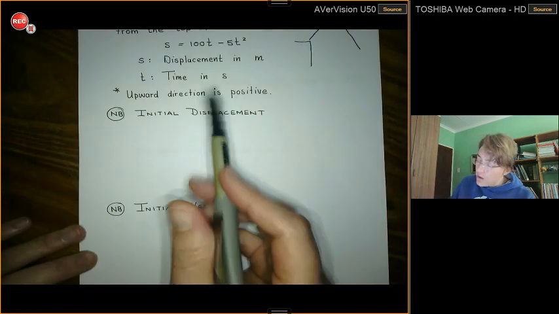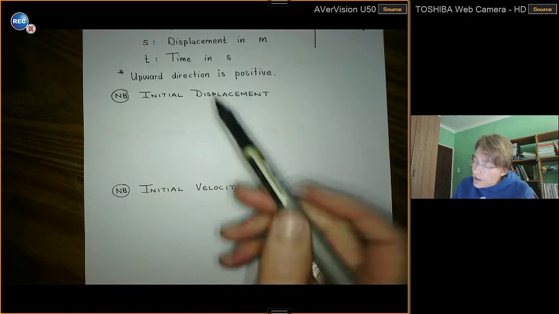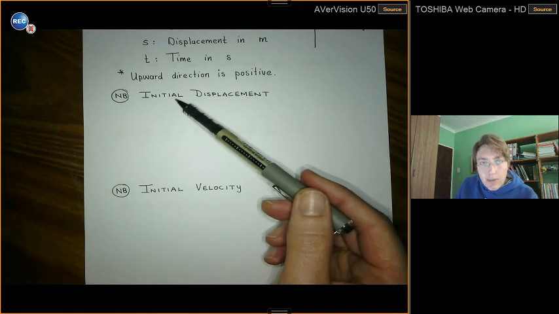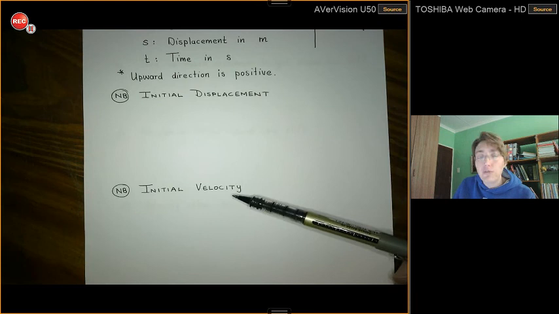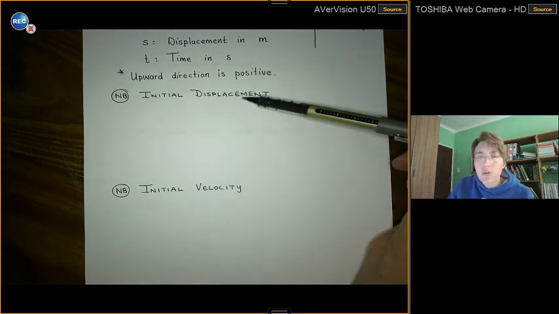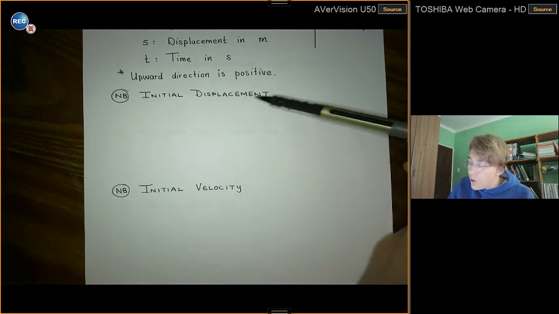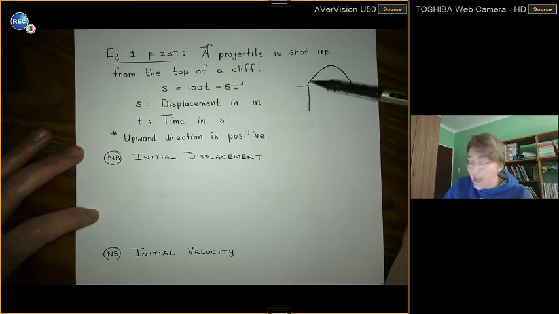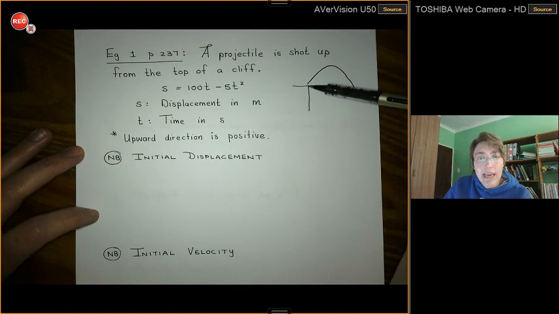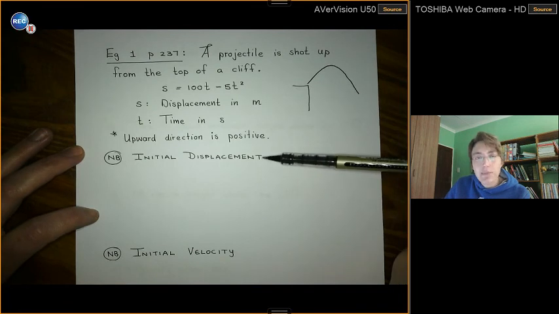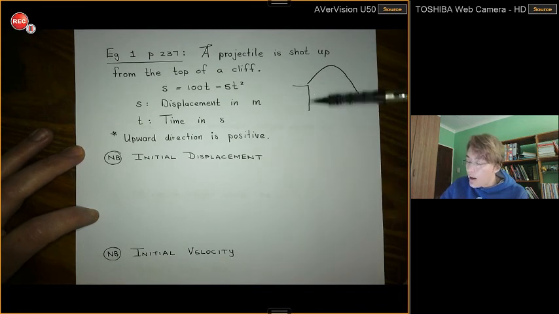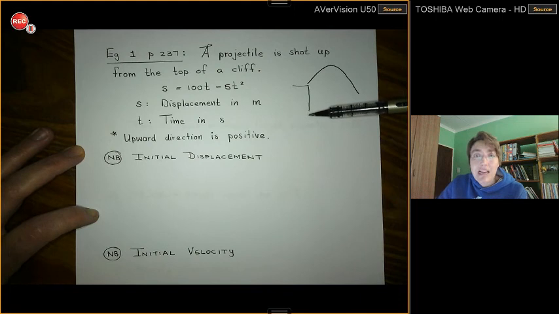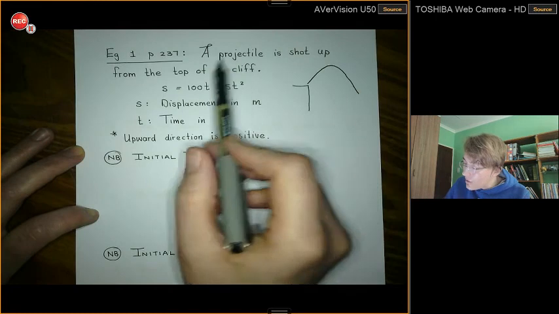Okay. Now, just a quick comment before we do this example. We need to talk about something called my initial displacement, and then we also need to talk about something called my initial velocity. Now, initial displacement refers to before anything happens. So before this projectile, which I think in the textbook they draw a little diagram of a cannon, like that, you're firing a cannonball up into the air. So before anything happens, they are going to ask me, what is my displacement? Meaning, how high above the ground is this cliff? Or in this case, it won't be how high above the ground is the cliff, because they said it's from the top of a cliff.